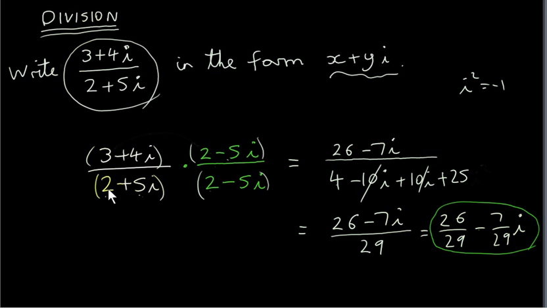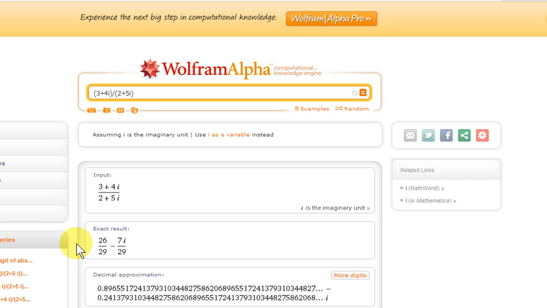So just to remind you what you do, when we have a fraction like this, we look at the denominator, which is 2 plus 5i, and we multiply above and below by the conjugate of that denominator, which is 2 minus 5i. So we multiply above and below by the conjugate of the denominator.